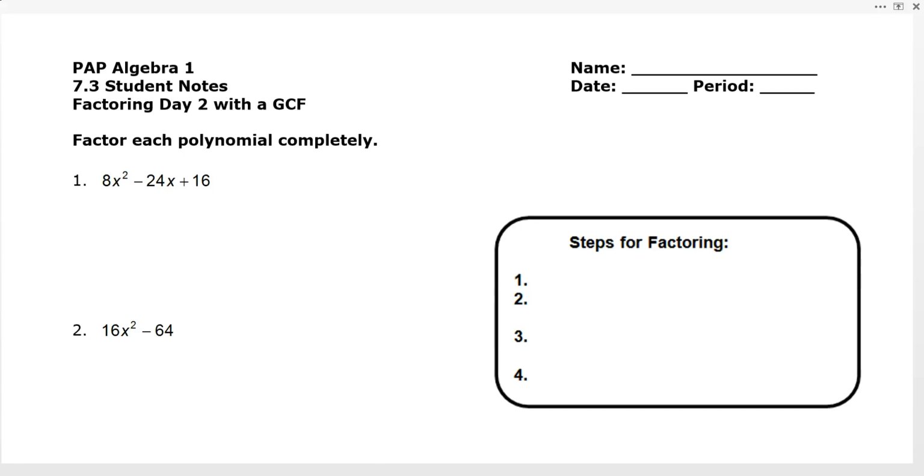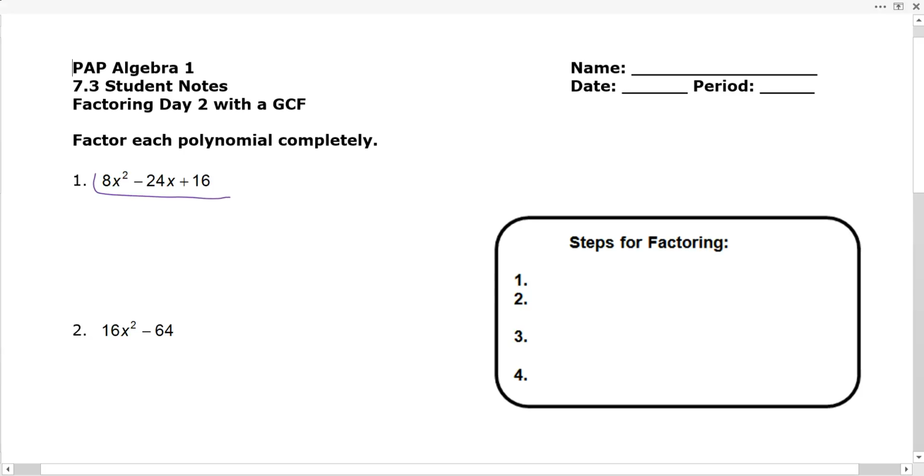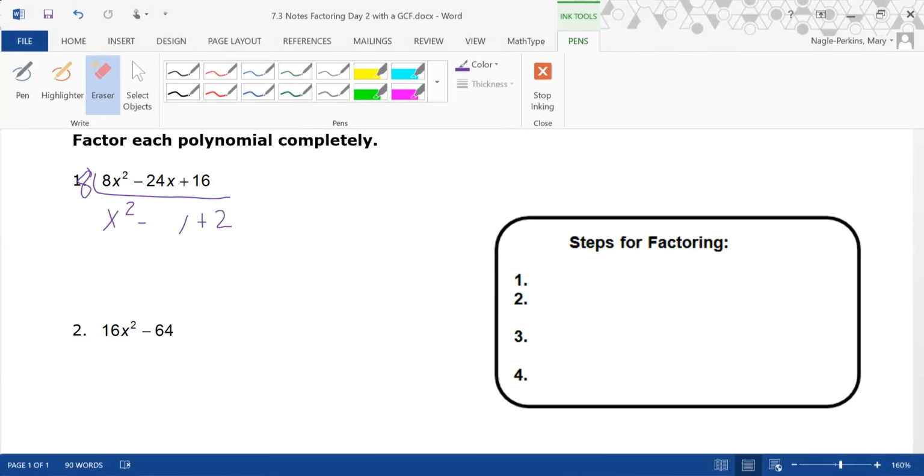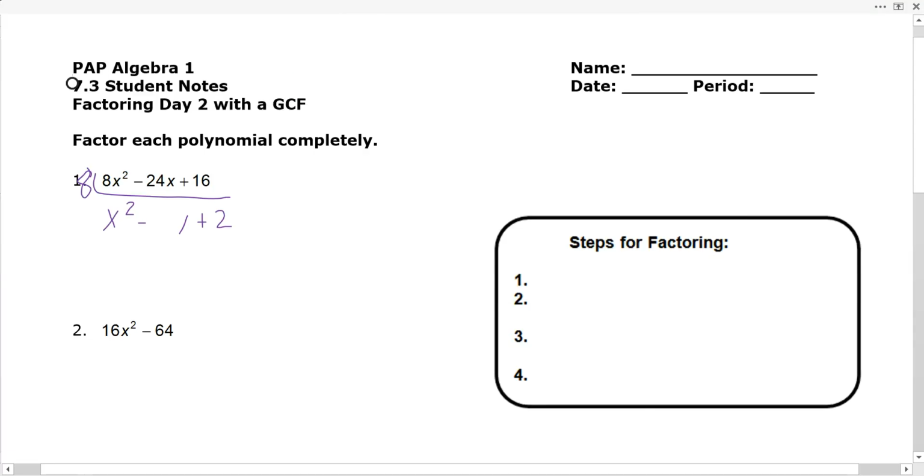So for example, in number 1, 8 is a common factor. So if I pull out my 8 before I start, then I just have x squared minus 4x plus 2, which is way easier than 8x squared minus 24. First of all, did I do that right? Nope. Minus 3. Let's just fix that. Okay, minus 3x.